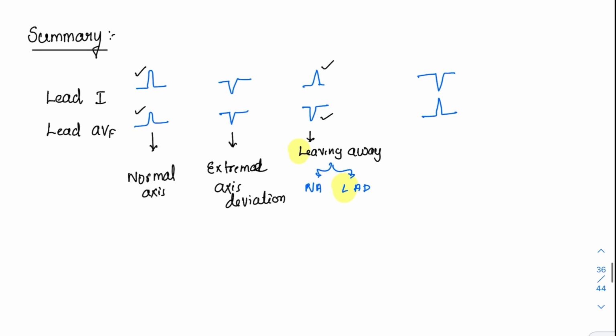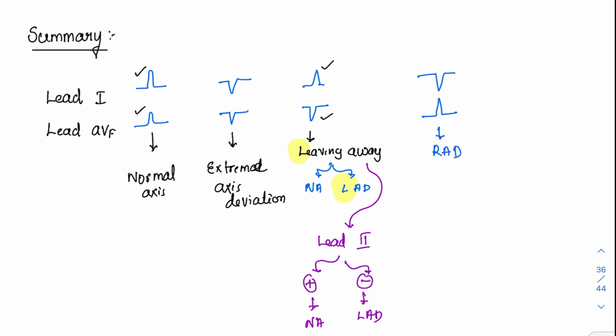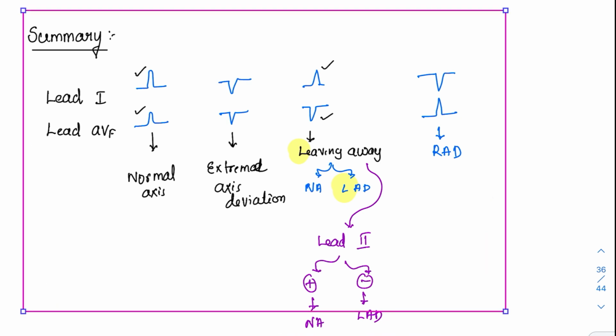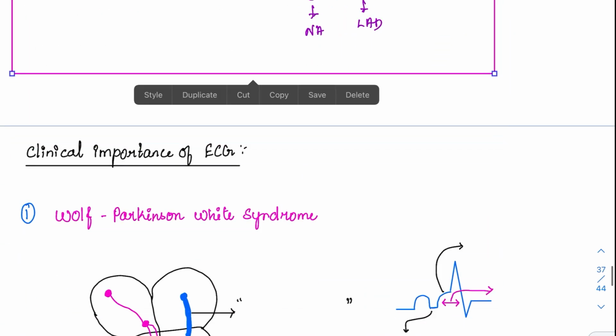So when this leaving away pattern is seen, I should go and look for lead 2. If lead 2 is giving me a positive deflection, then it will be a normal axis, and if lead 2 is giving me a negative deflection, then we have a left axis deviation. When both are approaching each other, they are going together. So it is called right axis deviation. If you remember this summary, that is more than sufficient for all the axis MCQs.